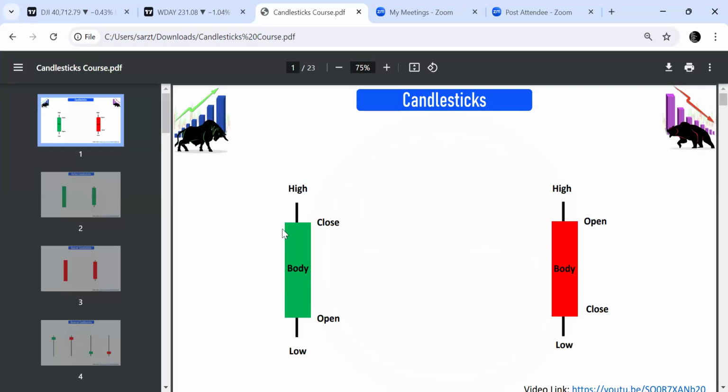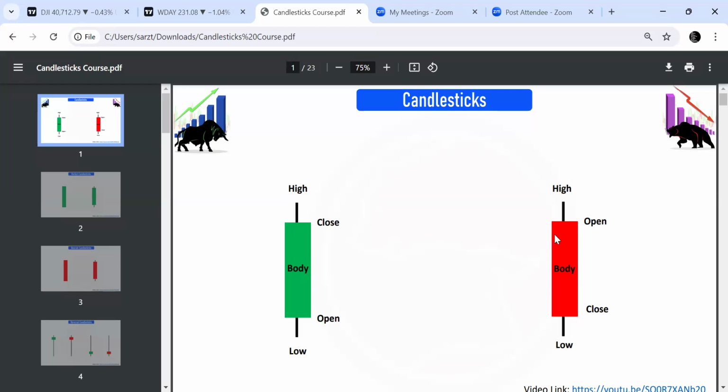So what is the body? The body of the candlestick represents the difference between opening and closing prices within a specific time frame. In some charts, you will find this color as green, and in some charts, particularly in the forex market, you will find this color as white. So it can be green or it can also be white. In this candle, the closing price is higher than the opening price, indicating bullish sentiment.